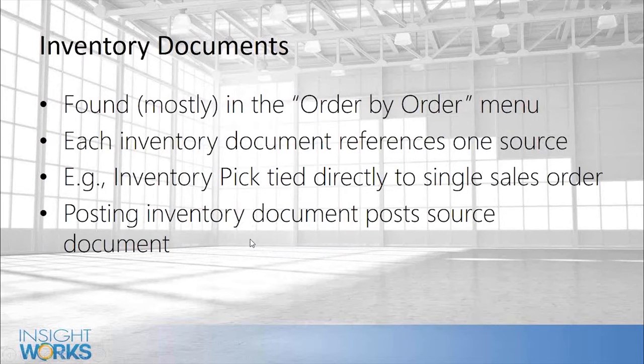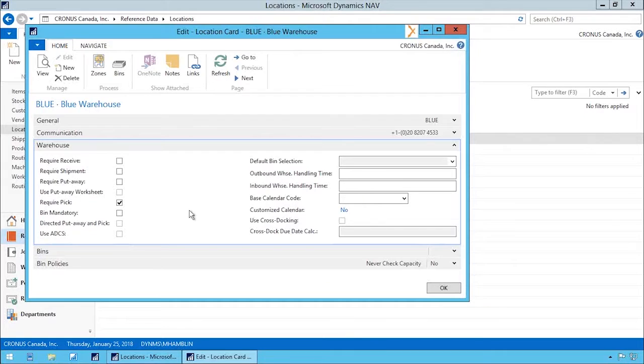The trick on the inventory documents, it's a one-stage thing. And like I said, as soon as you post that inventory document, it posts the source document. So post the sales order or whatever else it is. The other thing with the inventory picks and inventory put away and everything else is it's tied to a single source document. So I can't have an inventory pick that picks two sales orders simultaneously. Each pick is directly related to a sales order. So I'll show you what that looks like real quick.